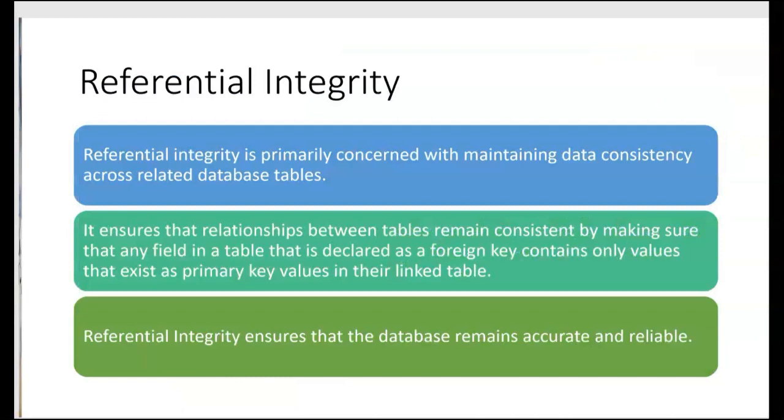Referential integrity is primarily concerned with maintaining data consistency across related database tables. It ensures that relationships between tables remain consistent by making sure that any field in a table that is declared as a foreign key contains only values that exist as primary key values in their linked table. So referential integrity ensures that the database remains accurate and reliable.